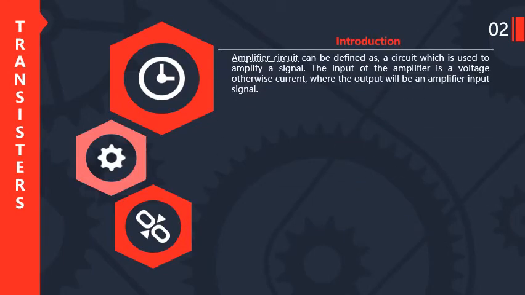So the question is, what is an amplifier circuit? An amplifier circuit can be defined as a circuit which is used to amplify a signal, or we can say which is used to amplify our input signal. The input of the amplifier is a voltage or current, where the output will be an amplified input signal.